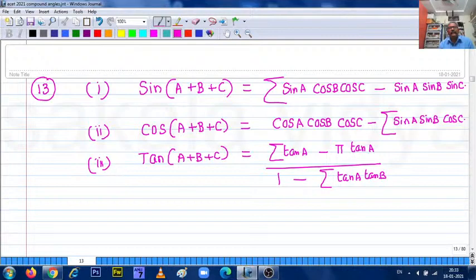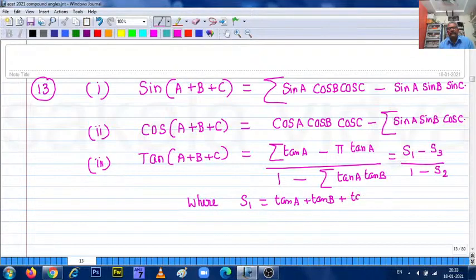Generally this is actually called as S1, this is S3, this is S2 also. This symbol also you have. S1, this is S3, 1 minus S2. Where you can remember like this. S1 is equal to tan A plus tan B plus tan C. In some textbooks.